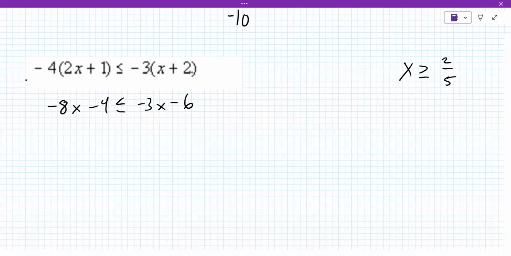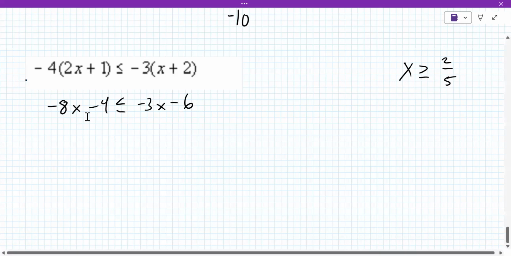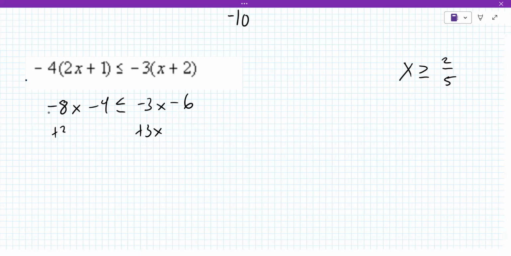Okay, now you have a choice, right? You can move the -3x left or the -8x right. Which did you do? I moved the -3x to the left. Okay, it's not a right or wrong. I just want to follow your work here.